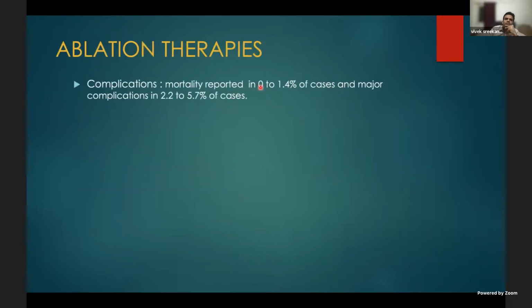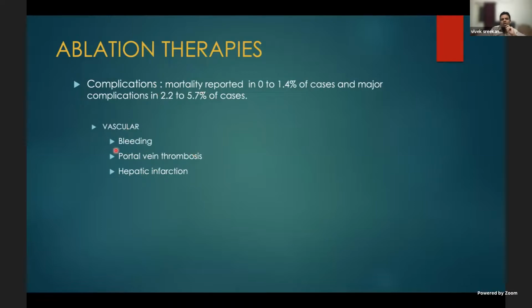And in the same study, regarding the complications which we can encounter, we have to keep them in mind before doing ablation therapies. The complications are few. The major complication rate is around 2 to 5%, and the mortality is less than 1% in ablation therapies. The predominant vascular complications are bleeding, portal vein thrombosis, and hepatic infarction. These two are quite rare.